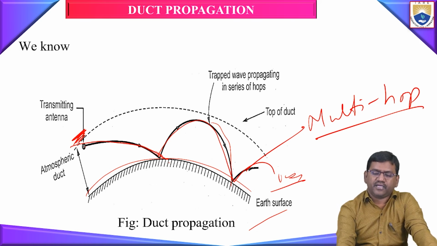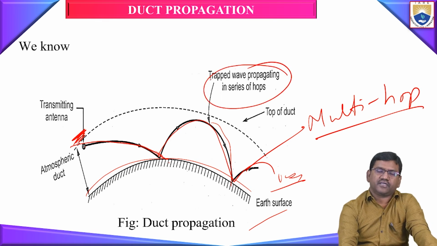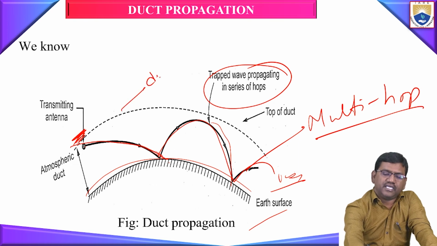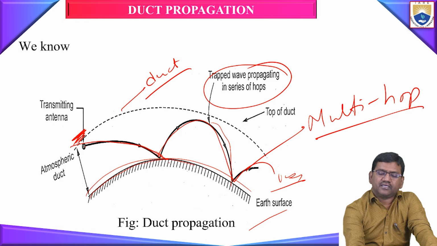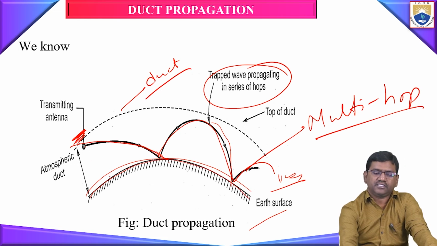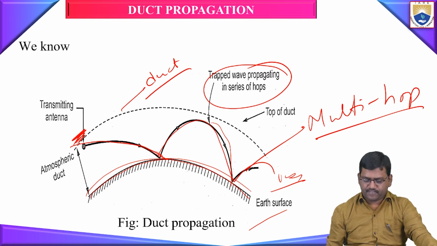It is a trapped wave propagating in a series of hops. The electromagnetic waves are trapped between the duct and the ground. This is known as a duct layer. Between the duct layer and the surface of the earth, all the electromagnetic waves are trapped in a series of hops. This series of hops, we call multi-hop propagation.